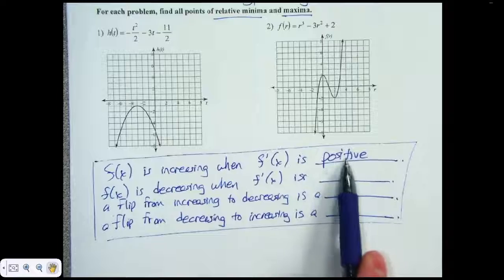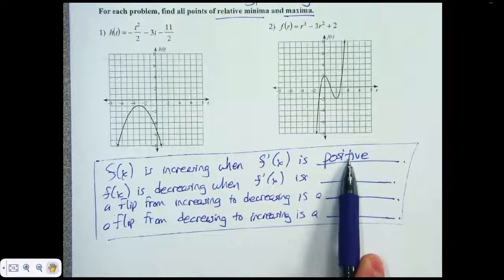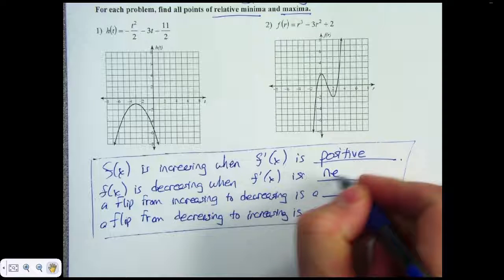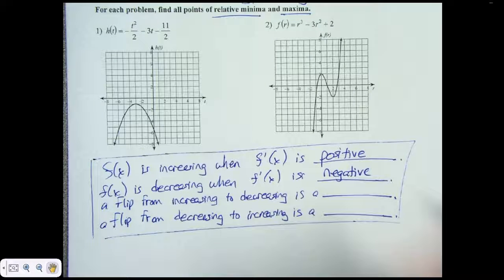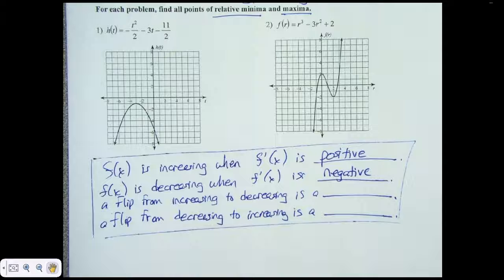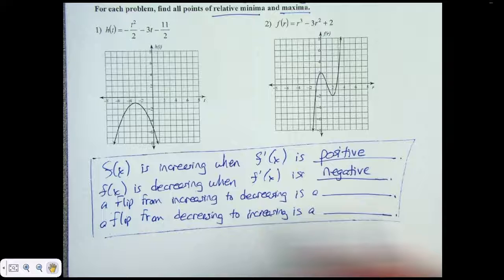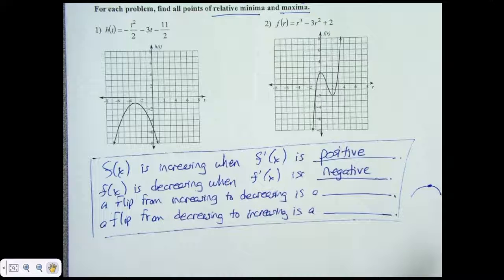So when the derivative is positive, that means positive slope, right? That means your original function is increasing. If the derivative is negative, that means a negative slope. We're going down, so that means the original is decreasing. If we split from increasing to decreasing, so we get the top of a hill, something like that, that's a relative max.